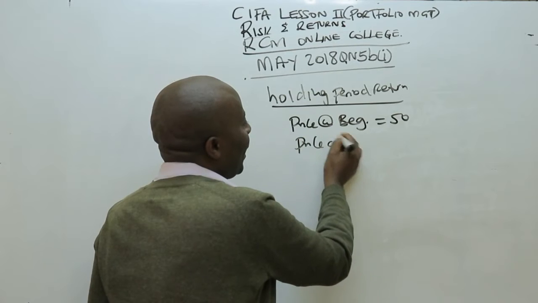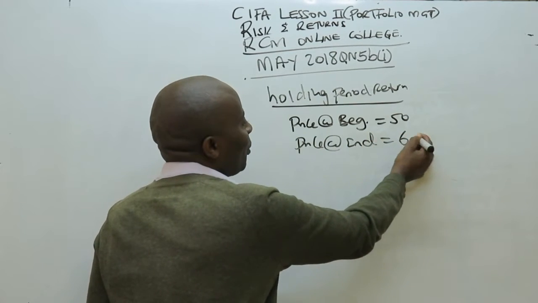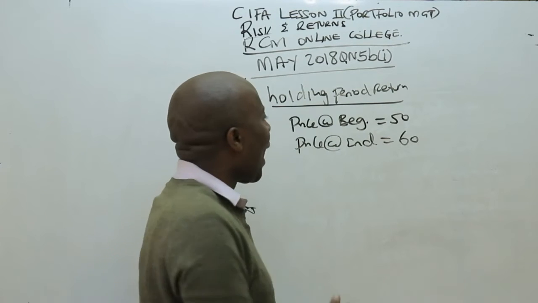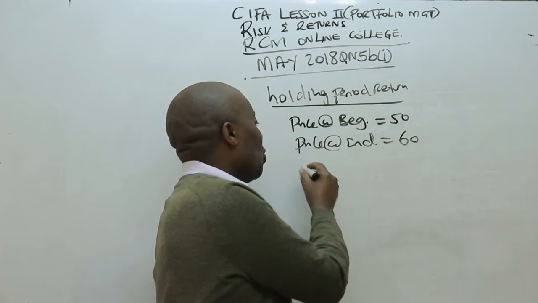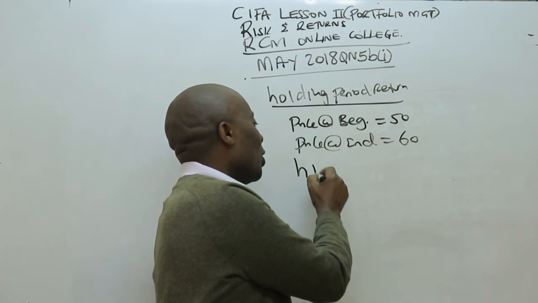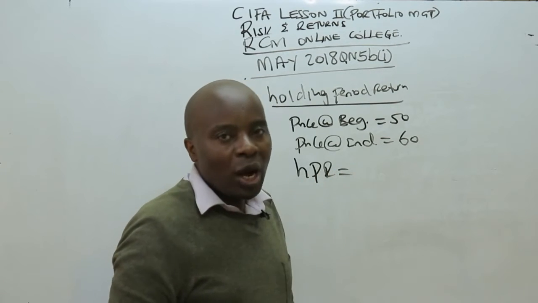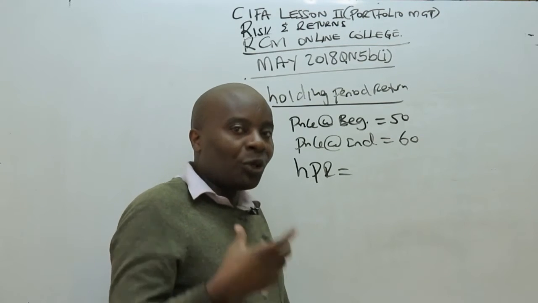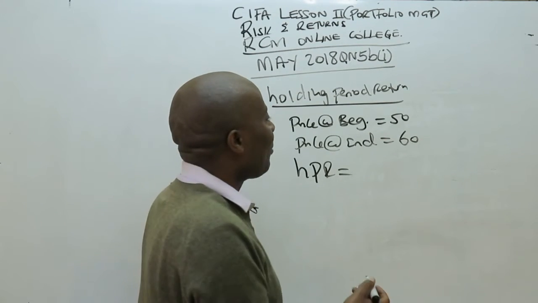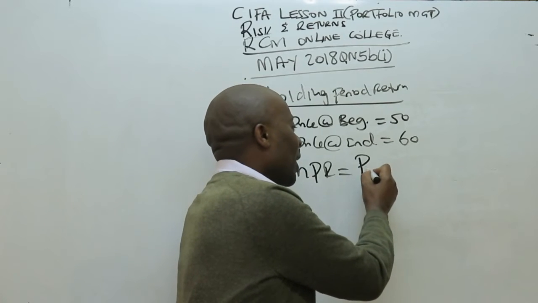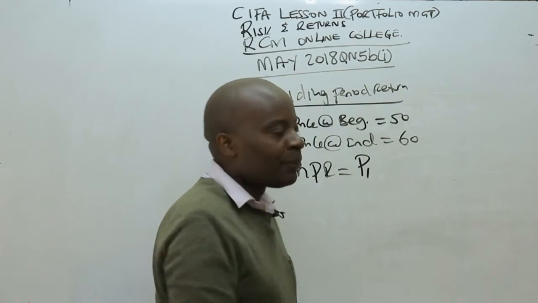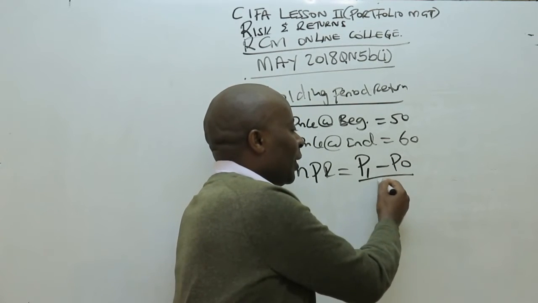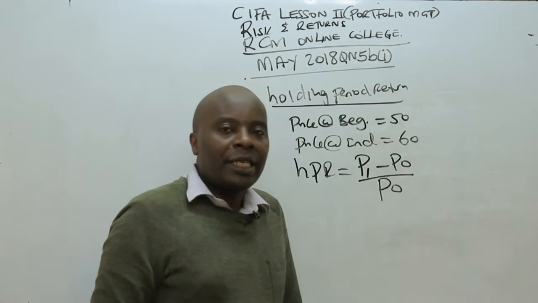We have price at the end, for example, 60, and then you have end of the year. You have somebody wanting you to get the holding period return for the year. So how will we get the holding period return? First of all, we will calculate the profit, what we call the capital gain. So how do we get capital gain? We'll take the price of the share at the end of the year minus the price of the share at the beginning divided by the price of the share at the beginning.